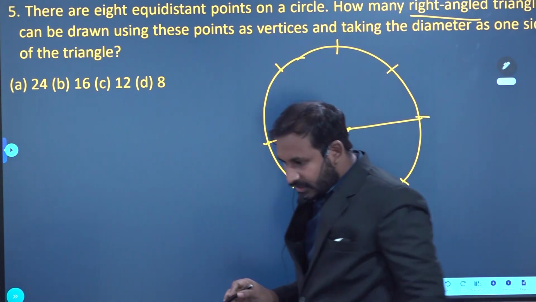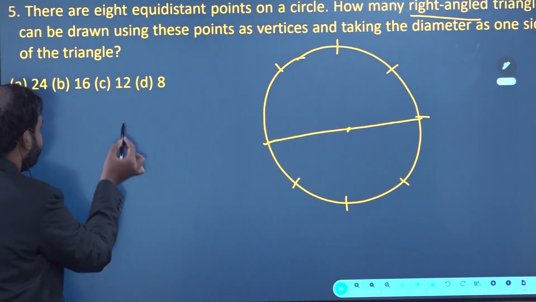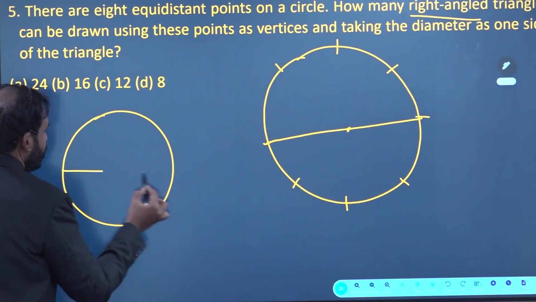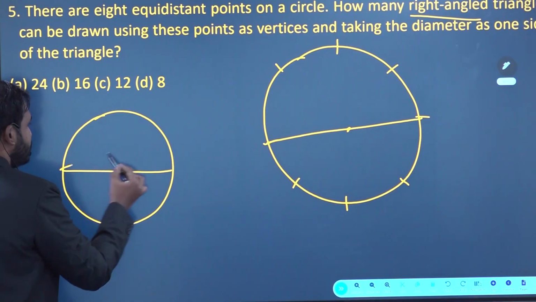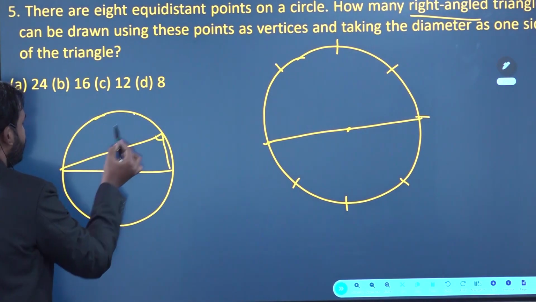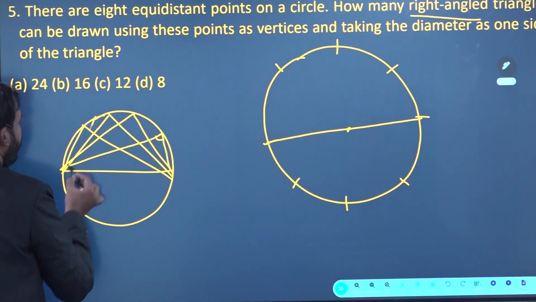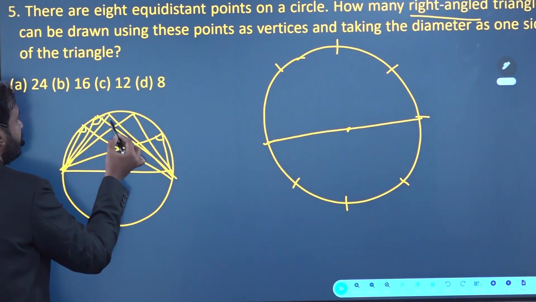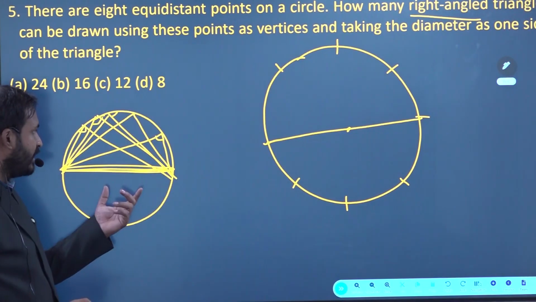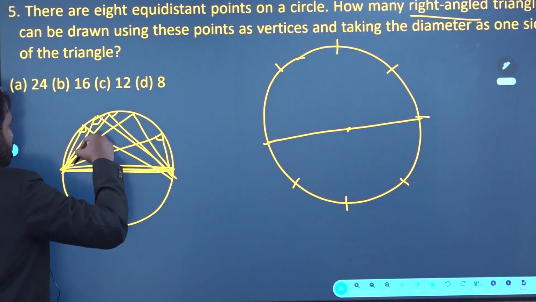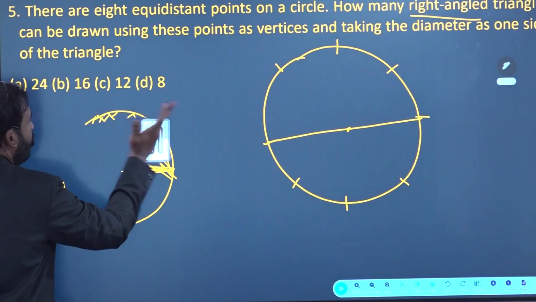There is one property of circles. A triangle drawn in a semicircle, taking the diameter as a base, always becomes what? A right angle triangle. Take any point in the circle, and each one will become a right angle triangle, keeping this diameter as one side. From every point it will form a right angled triangle. So this is the property of a circle.